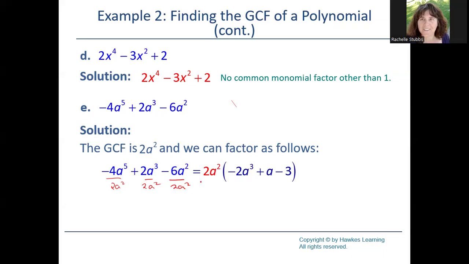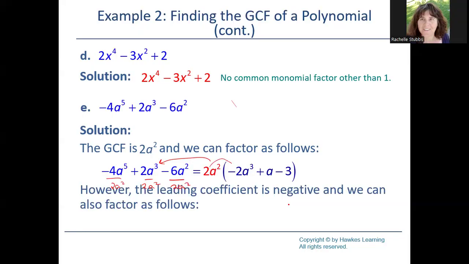If we distribute it back, we get back to here. So if we distribute, it takes us back to this answer. But we're in the process of undistributing by finding the greatest common factor.